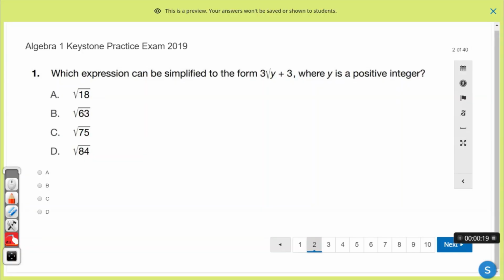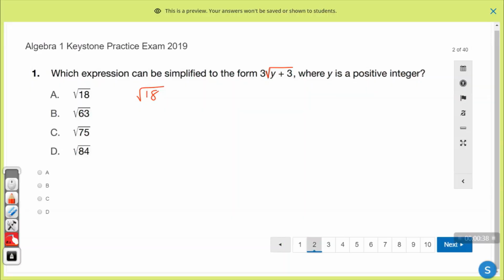Which expression can be simplified to the form 3 square root of y plus 3, where y is a positive integer? Keep in mind they're actually asking you to look like that. Now this seems a little confusing at first, but what they're really asking you to do is just simplify each of these radicals here. So I'm going to start with the square root of 18.